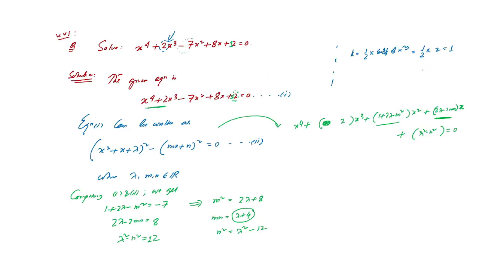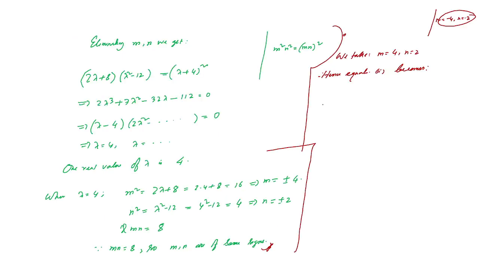So what is our equation 2? Equation 2 is x square plus x plus lambda whole square minus mx plus n whole square. So x square plus x plus lambda, our lambda is 4, that whole square minus mx plus n. So our m is 4 and n is 2. That whole square equals 0. Now we can apply the a square minus b square formula. We will get a plus b into a minus b. That means we are reducing the biquadratic equation into the factors of two quadratic equations.